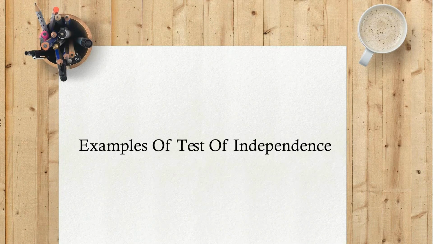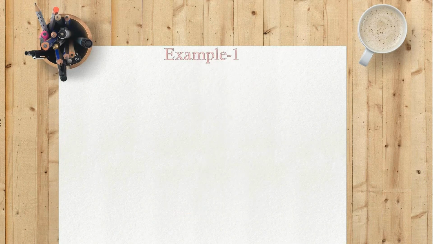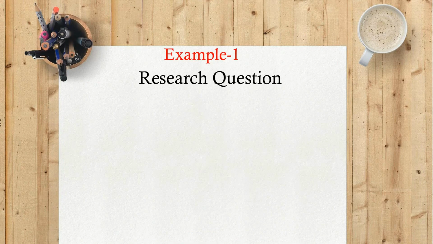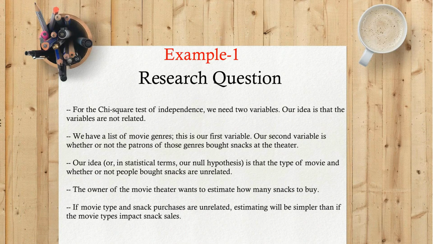Examples of test of independence. Example 1. Research question. For the chi-square test of independence, we need two variables. Our idea is that the variables are not related. We have a list of movie genres. This is our first variable. Our second variable is whether or not the patrons of those genres bought snacks at the theater.